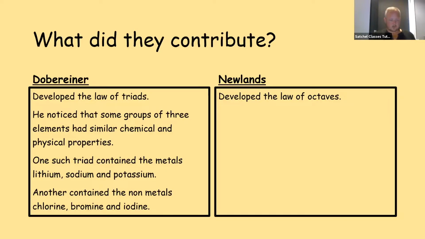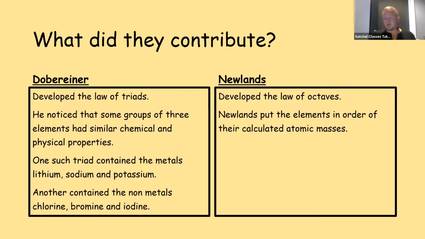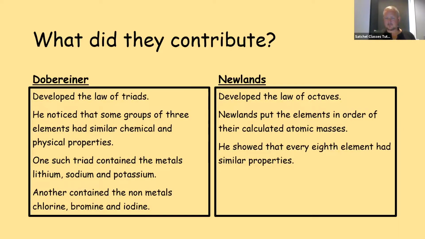Newlands studied a lot of music theory and he developed what was called the law of octaves. Newlands put the elements in order of their calculated atomic masses at the time. He showed that every 8th element had similar properties.